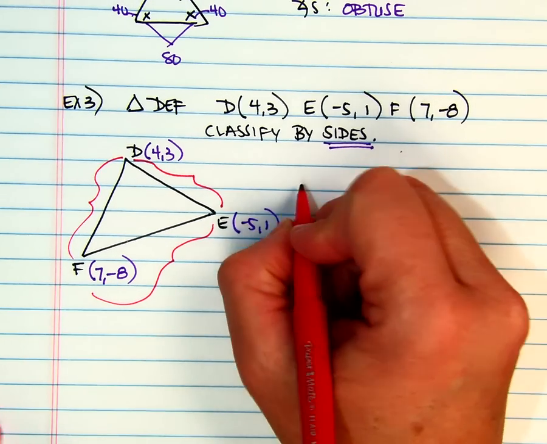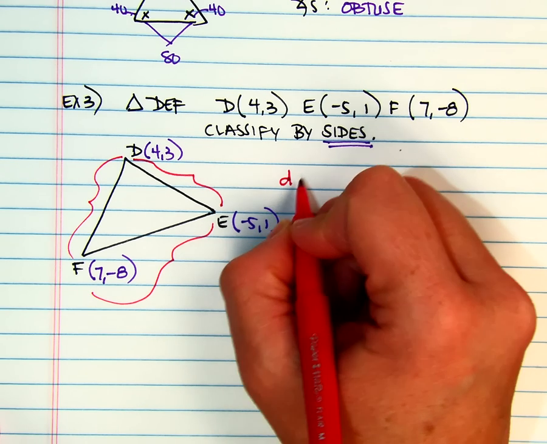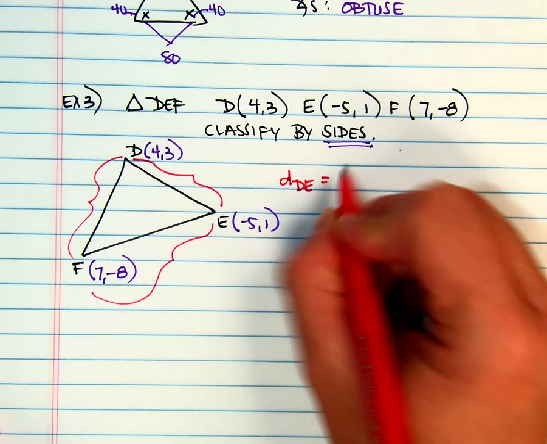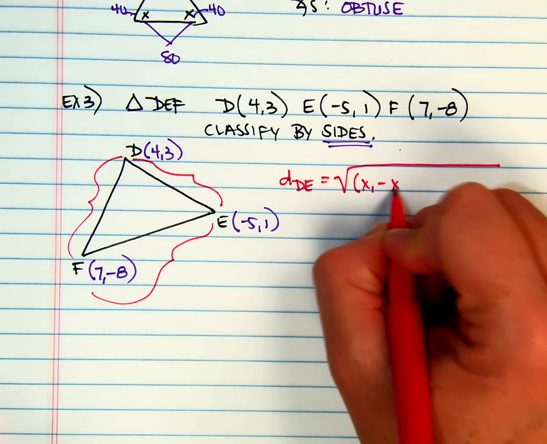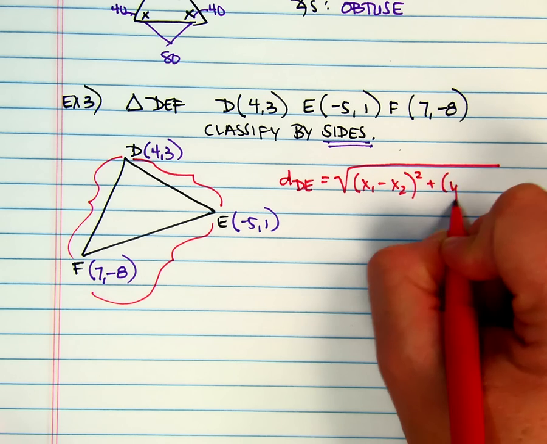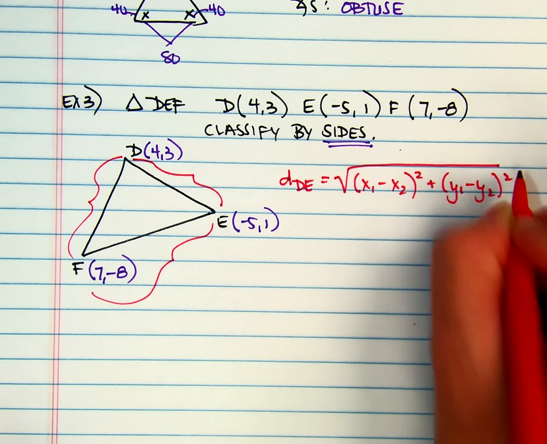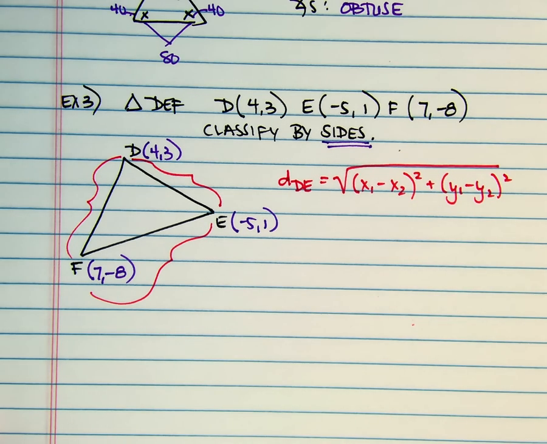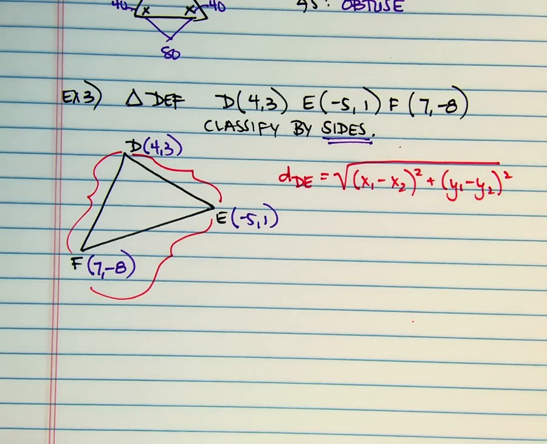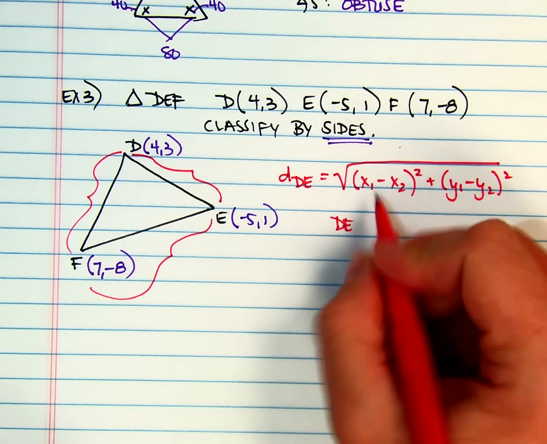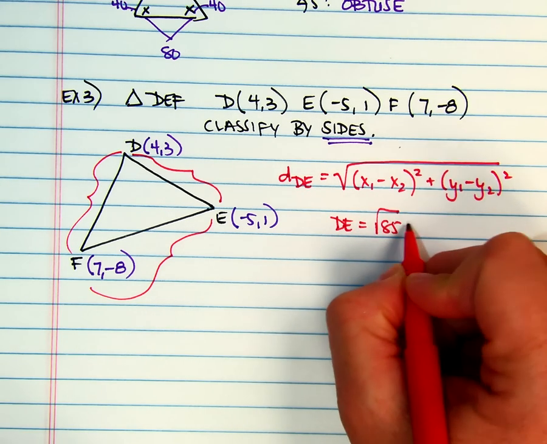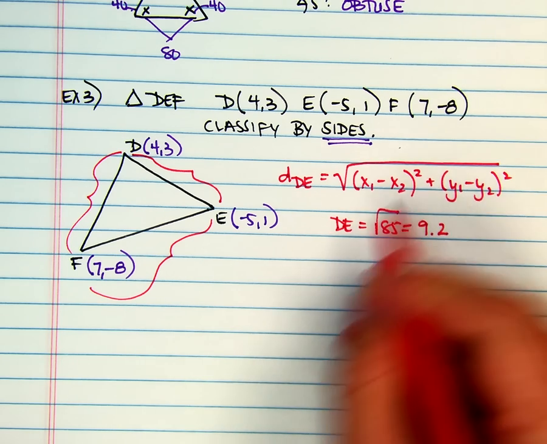So I'm going to go ahead and do this on my calculator. So I'm looking for the distance of DE. Remember the formula, x sub 1 minus x sub 2 squared plus y sub 1 minus y sub 2 squared. I'm going to take a shortcut. So I get DE to be the square root of 85, which gives me about 9.2.